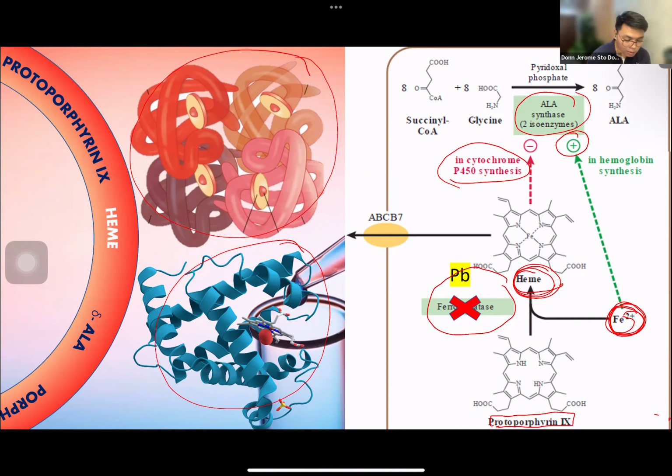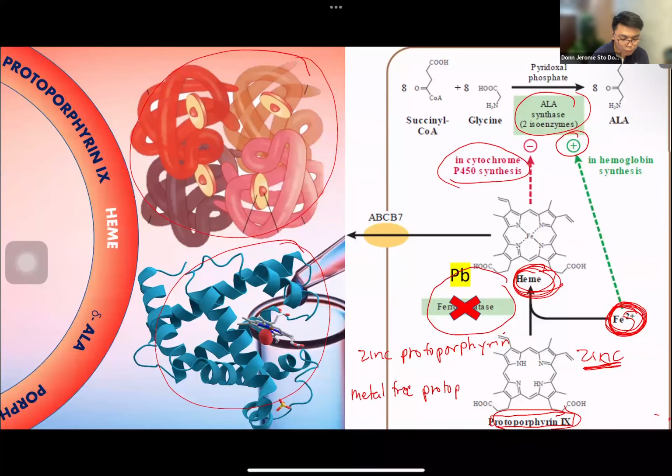Okay, ano pa? What do I want to emphasize? Ferrochelatase, aside from incorporating iron to heme, can also incorporate other metal like zinc to your protoporphyrin, forming your zinc protoporphyrin. Okay? And protoporphyrin that is unbound to any metals, if it's existing in a free form, is known as your metal-free protoporphyrin. Because we will be encountering these terms when we discuss the different porphyrias, so I'm emphasizing it. All right.